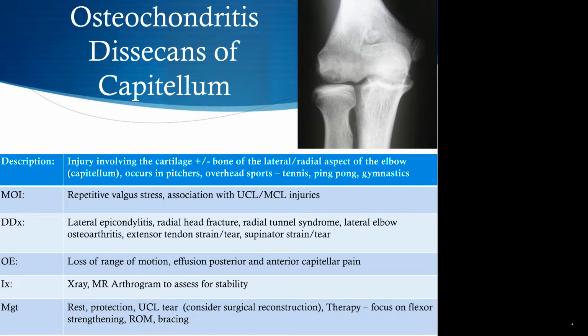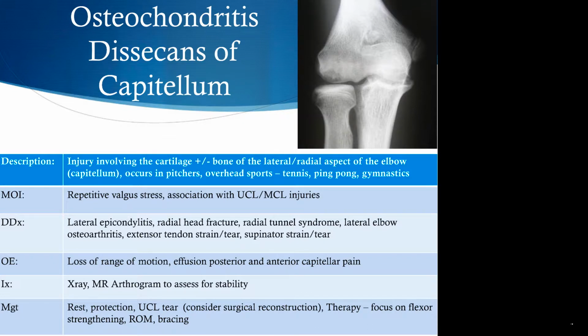The mechanism of injury is essentially a repetitive valgus stress on the elbow, which is typically associated with ulnar or medial collateral ligament injuries. The differential diagnosis includes lateral epicondylitis, radial head fracture, radial tunnel syndrome, lateral elbow osteoarthritis, and extensor tendon strain or tear, as well as supinator strain or tear.